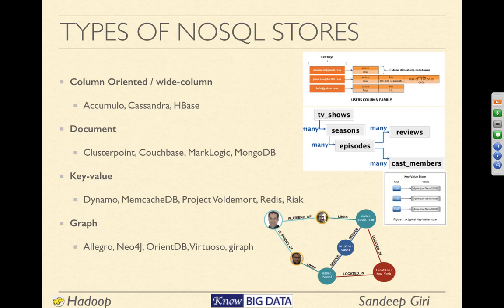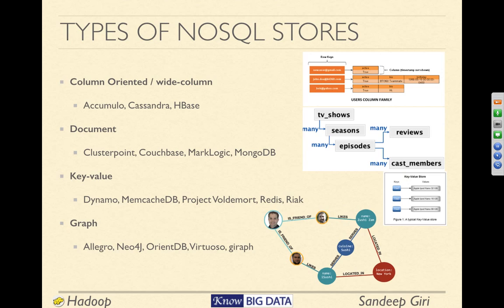There are four major types of NoSQL databases. The first one is the column-oriented database, which we also call wide column. The second one is the document-oriented database, and there are databases such as MongoDB which are document-oriented. In the case of wide column or column-oriented databases, they look very much like your database table. We will talk about what column-oriented means in a few minutes.